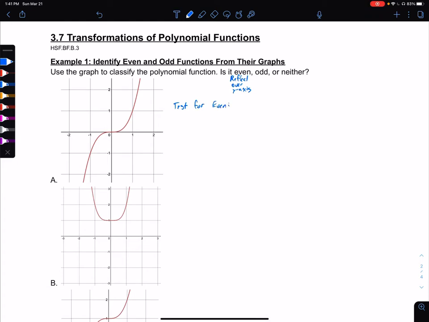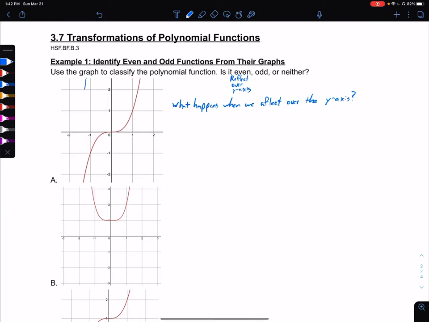Let's test for even first. Let's ask ourselves what happens when we reflect over the y-axis. That's a better question, it's much more specific. So if I take my graph and reflect it over the y-axis, if I think of it as a mirror, you're going to get something that looks like this.